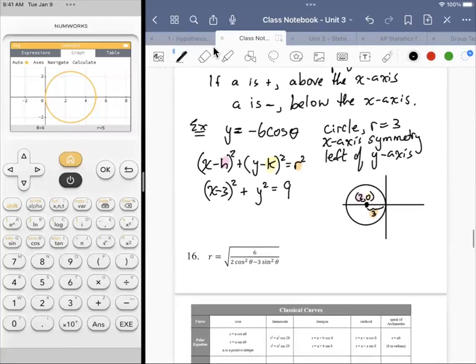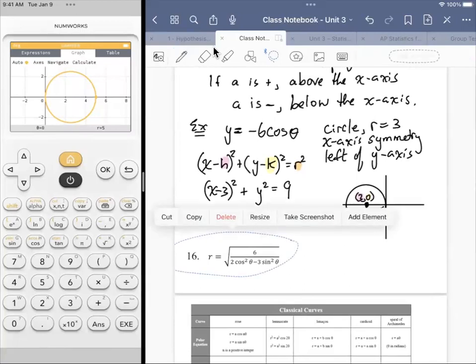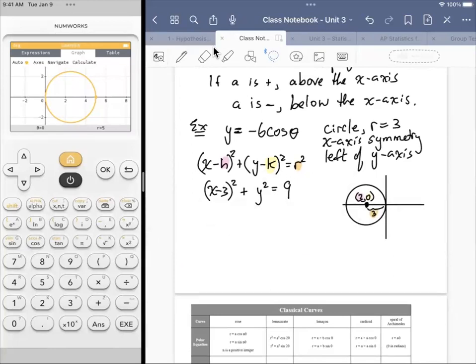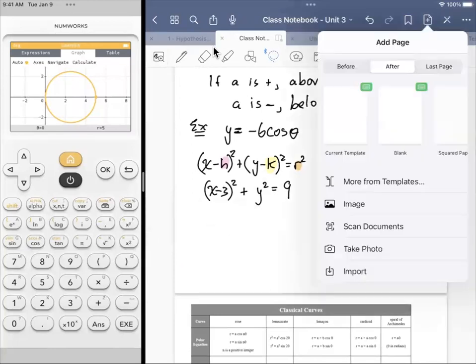All right, so number 16. I'm just going to continue. I'm going to insert another page. I'll clean up the notes later on. I just didn't want to have to smush it in there just to resize it all later.